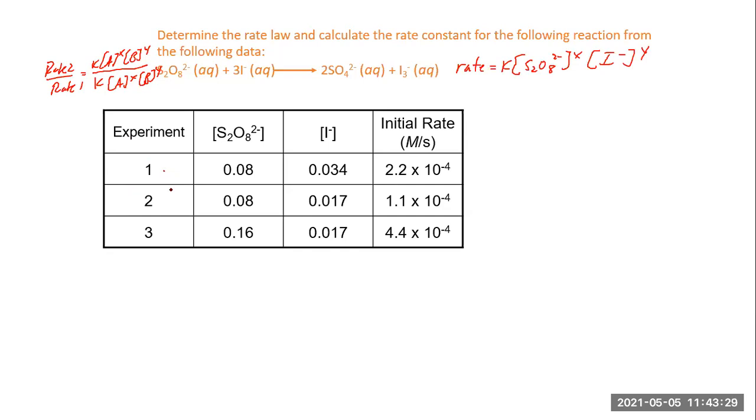So if we look here, in 1 and 2, the concentration of our S2O8 remains constant while our other one varies. So we're going to start with experiments 1 and 2, and we're just going to put all the information in. As I also mentioned last time, if you pick the larger rate and put it on top, you end up with nicer whole numbers. You don't have to do that, but it helps make it a little easier to see everything instead of decimal numbers. So I'm going to put everything from experiment 1 on top.